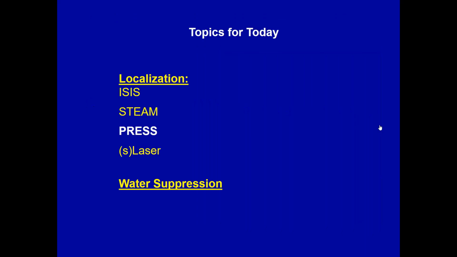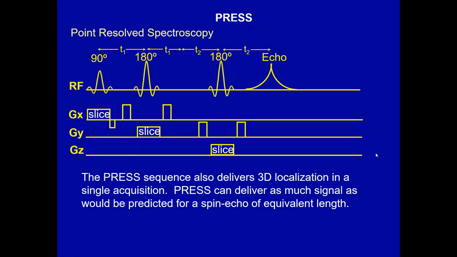Now, another approach that's been in use for many years is PRESS, point resolved selective spectroscopy. You have a 90, a 180, and a 180. 3 pulses. They can each be accompanied by 3 gradients for slice selection, and therefore you have an opportunity for 3D localization. Note that this 90-degree pulse has a slice refocusing lobe.